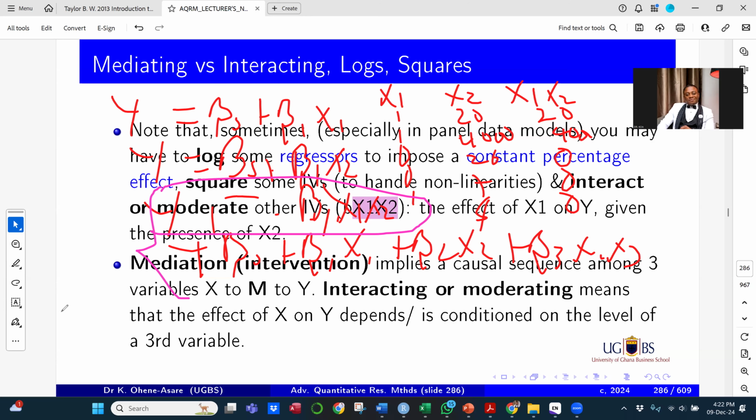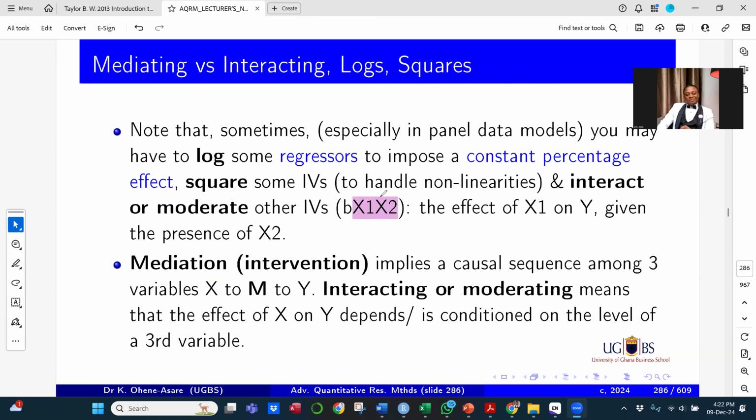The next thing you can do, apart from that one, is mediation. And sometimes people confuse interaction with mediation. A mediator is someone who is solving some kind of a problem. So a mediator is like an interventionist. You are intervening. So what does the mediator do?